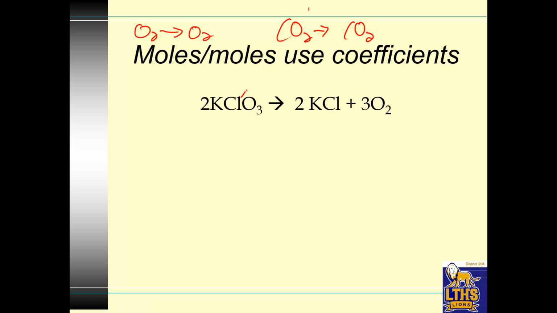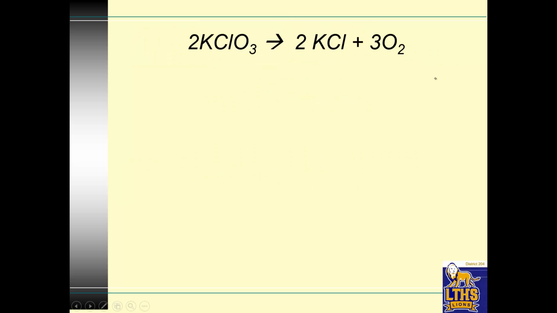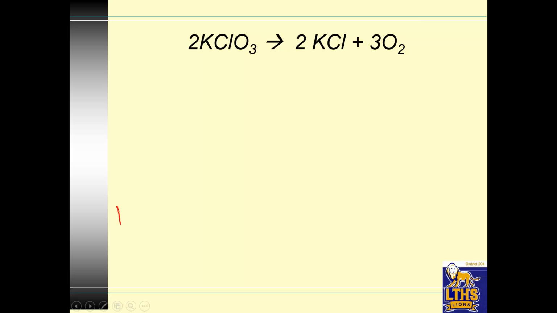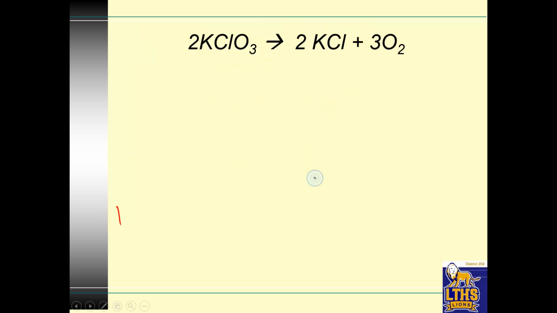So notice I'm going to start with this and end up with one of these. 12.3 grams of KClO3 react. How many grams of O2 will form? So remember, when I do my factor label method, they always have to equal each other. So I'm going to start with 12.3 grams of KClO3. And times dividing bar.